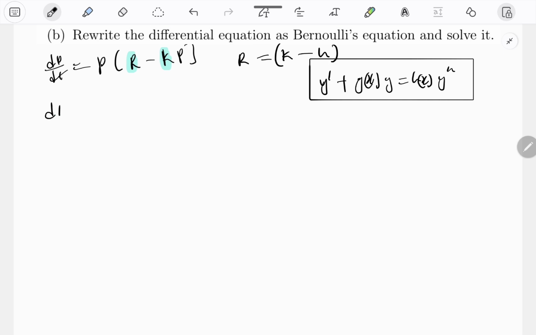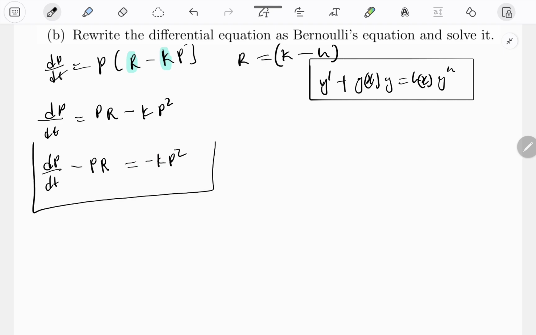And then we start with dp dt, then I'll have pr plus or minus kp squared, then dp dt is going to equal minus pr, is equal to minus kp squared. So this looks like Bernoulli. Yes, because this is my h function, this r is my g. Yes, it looks like 1, and n is equal to 2.